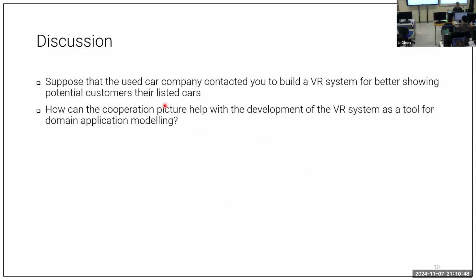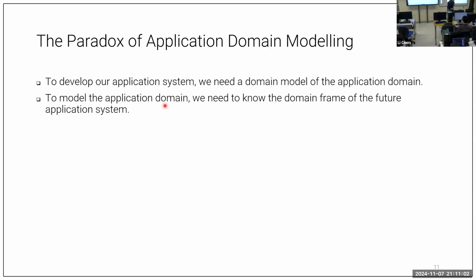So this is about application domain modeling. Any questions? Any questions? If no questions, then we go on. We move on to see the paradox of application domain modeling.